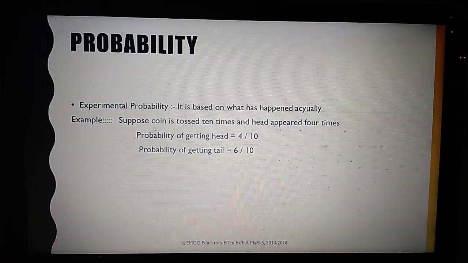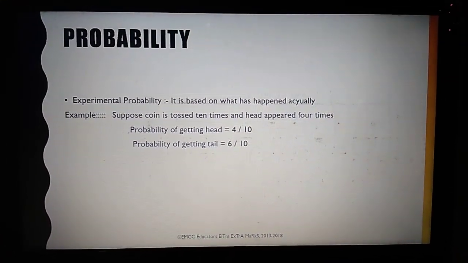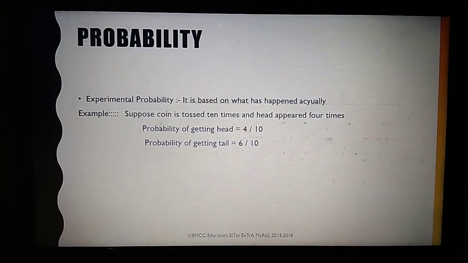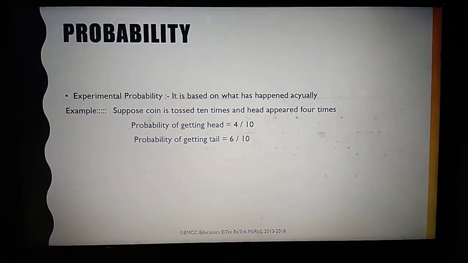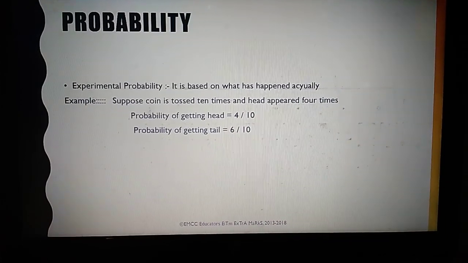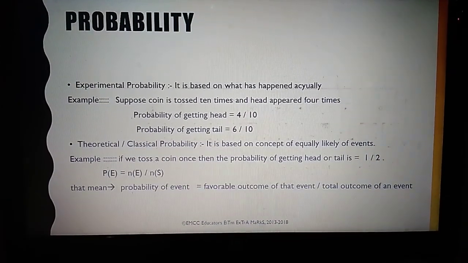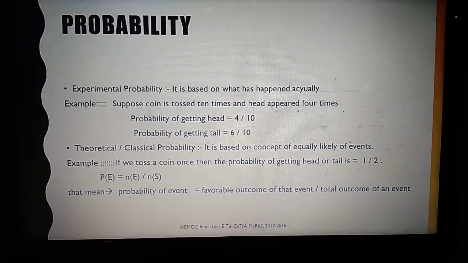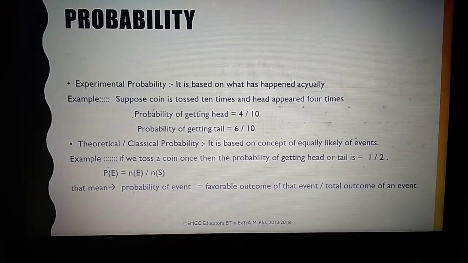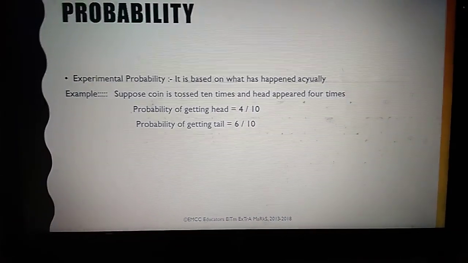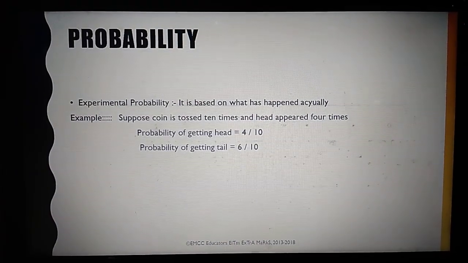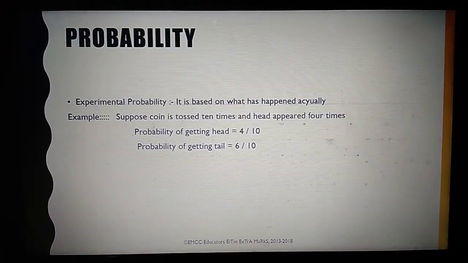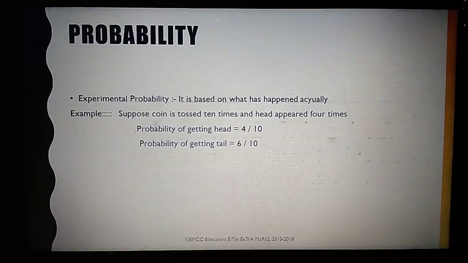So, probability. Generally, probability is of two types. First is experimental probability. It is based on what has actually happened. Suppose a coin is tossed 10 times and head appeared 4 times. The probability of getting head is equal to 4 by 10.